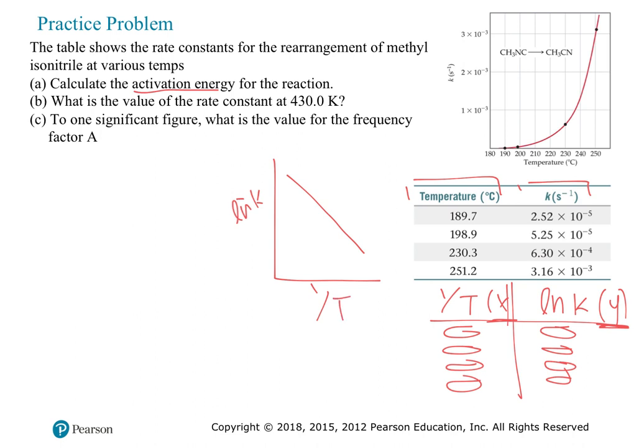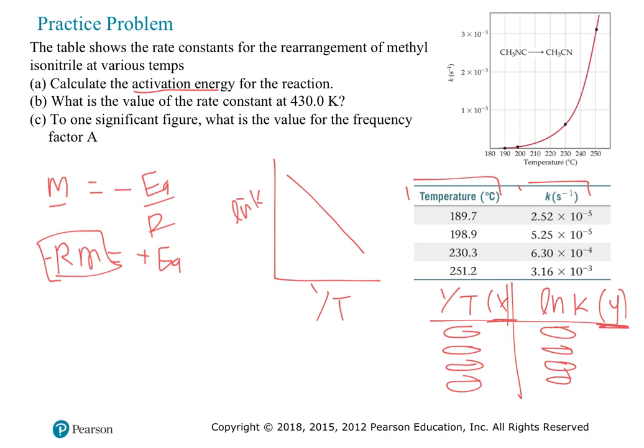and you'll get a slope. Whatever that slope is, whatever that number is, you're going to set equal to negative EA over R. So we're going to solve for EA, so we'll just do negative R times m equals activation energy. So you'll just multiply your slope by negative R to get that number.